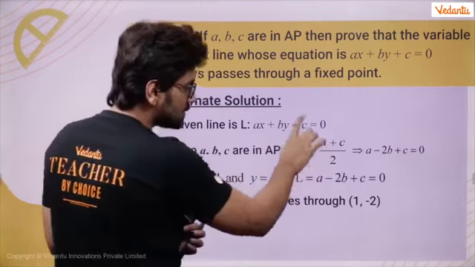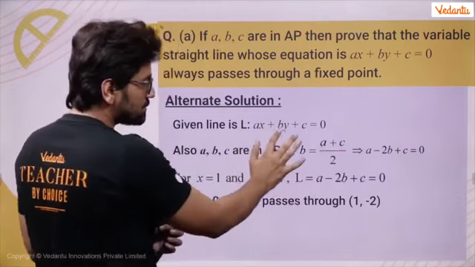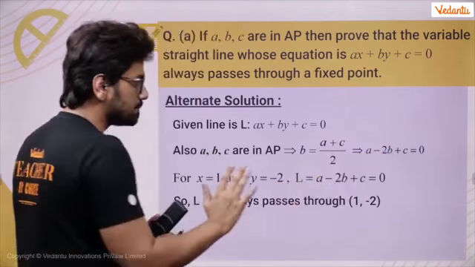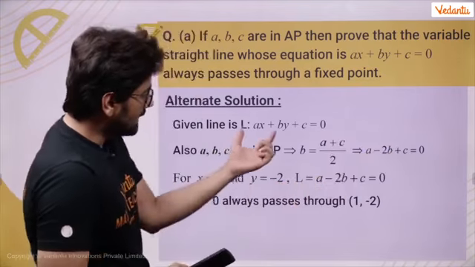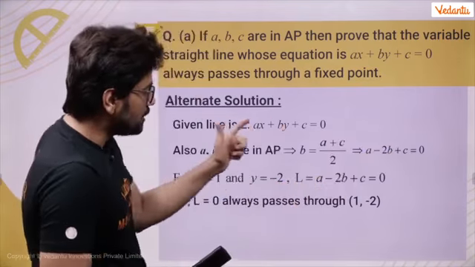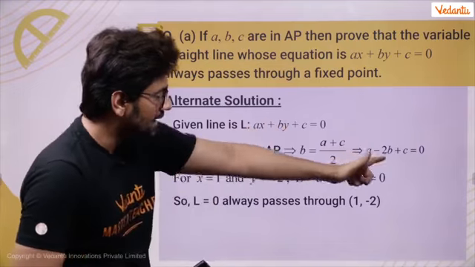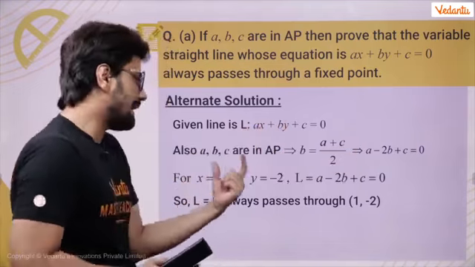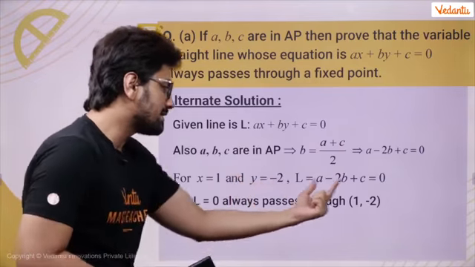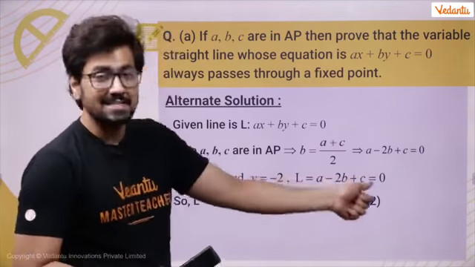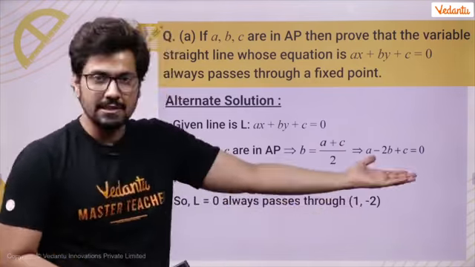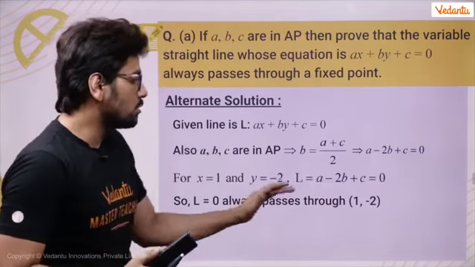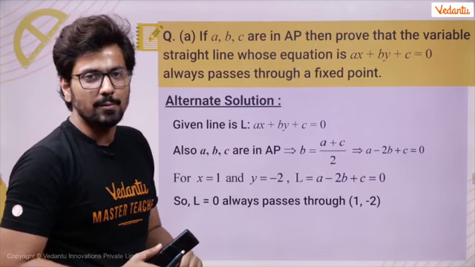Now compare these two things. So ax plus by plus c equal to 0, and here we have a minus 2b plus c equal to 0. So we can say that in this equation, the value for x as 1 and the value for y as -2 will satisfy this equation. So x is equal to 1 and y is equal to -2, and we will get the line L as a minus 2b plus c, which is equal to 0 itself according to the given relation. So L equal to 0 always passes through the point 1 comma -2.